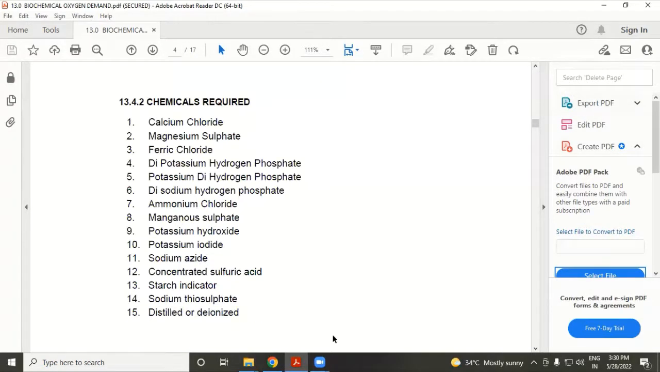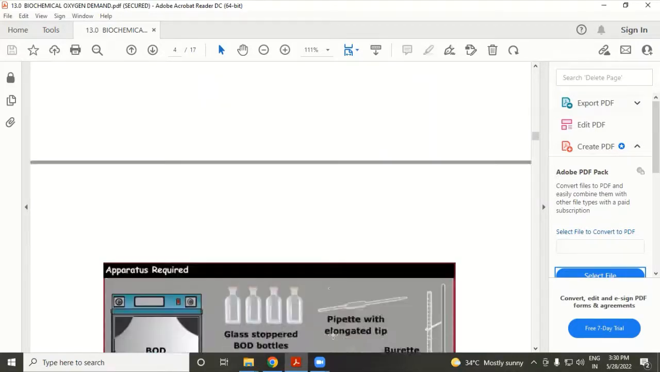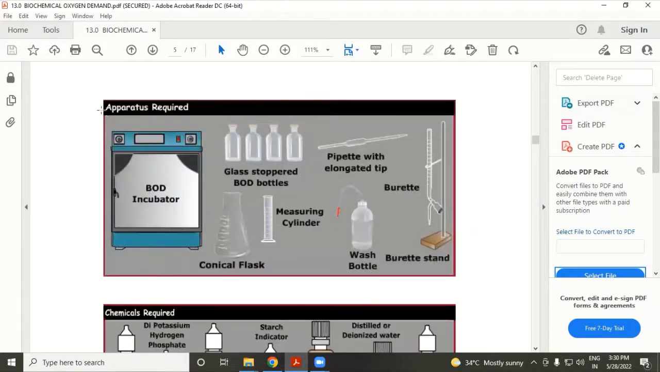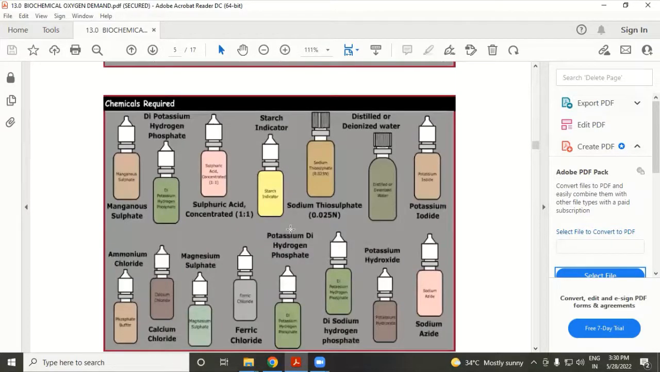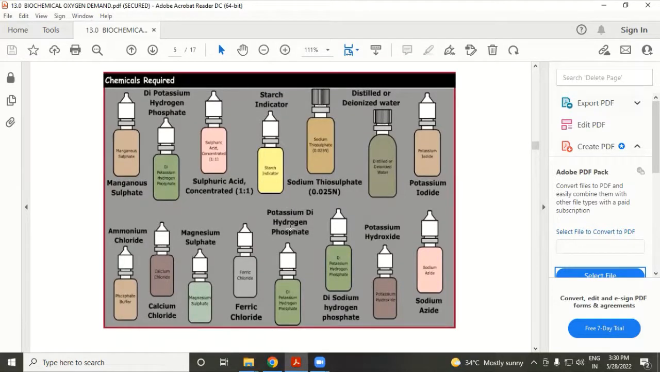So the following materials are used: BOD incubator, burette and burette stand, pipette, wash bottle, and a number of chemicals. There are 15 chemicals used for the determination of BOD. So this is a BOD incubator, then BOD bottles, pipette, conical flask, measuring cylinder, burette, burette stand, and these are the chemicals required for the determination of biological oxygen demand.